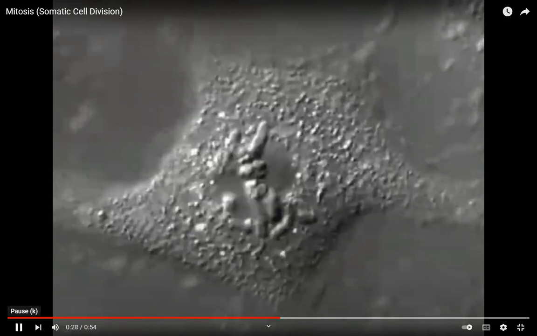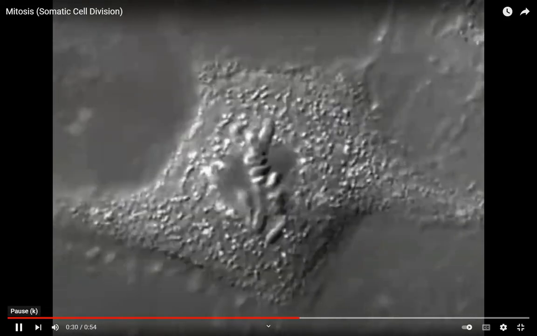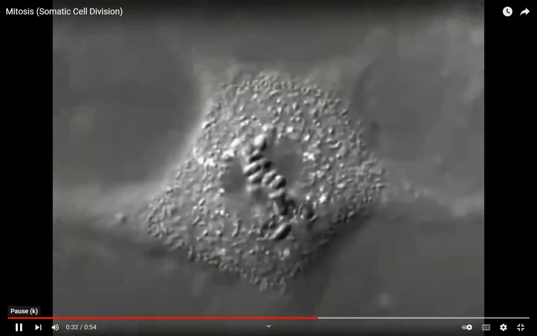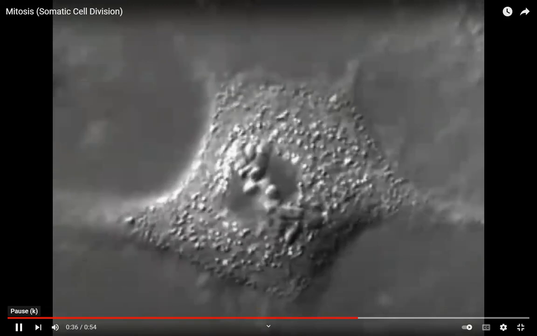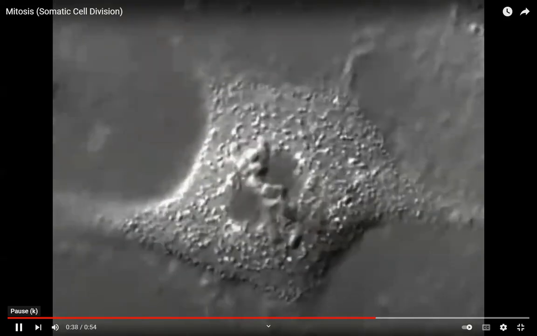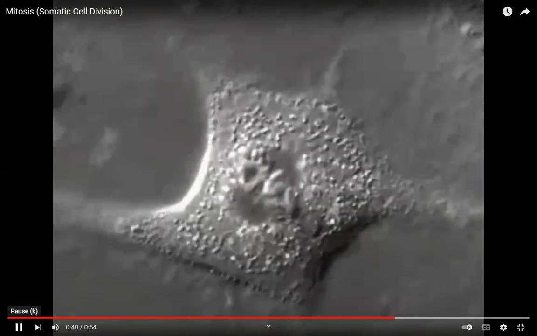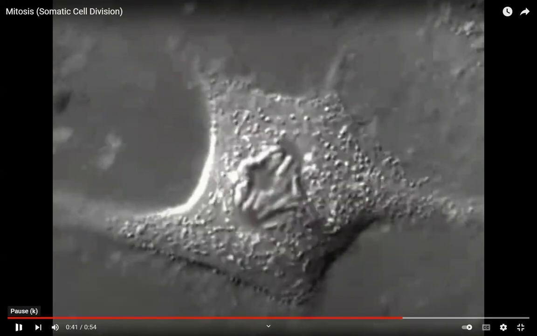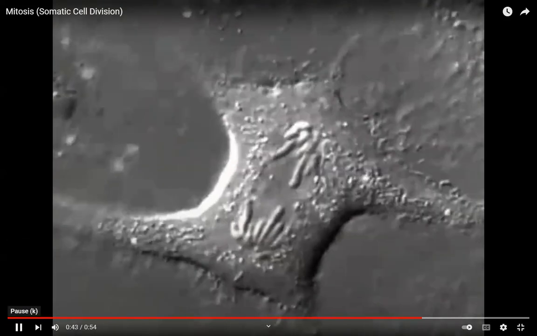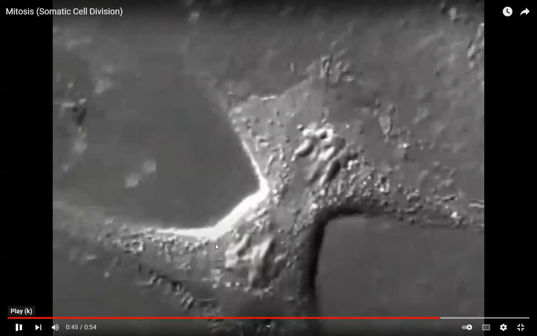Get ready. Anytime now. There they go. All right, so see how they're breaking free, pulling to the opposite sides. Now this is anaphase, okay? Now we're starting to pull the cells apart. Here we can see this is the cleavage furrow. This is where the cytoplasm is starting to divide.